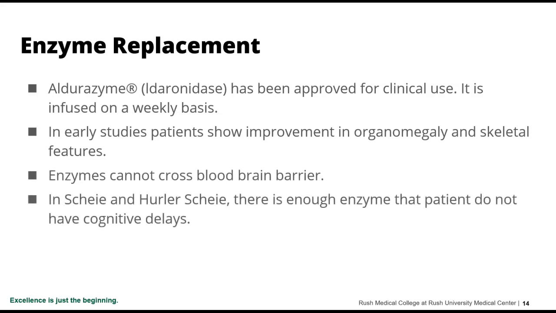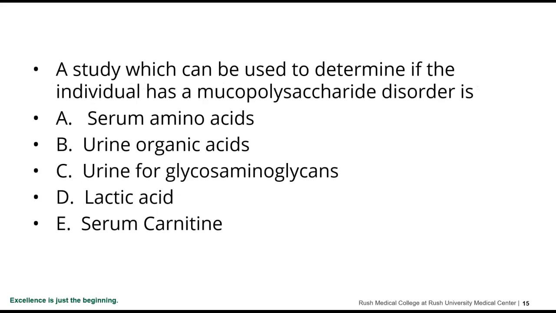So in Scheie and Hurler-Scheie, there was a little bit of enzyme activity and there was not accumulation, and the brain was able to myelinate, and they still have that continued little bit of enzyme. So giving the enzyme is actually a treatment for patients with Scheie and Hurler-Scheie. The earlier we start, the better off we are. We do give it to patients with Hurler's, but unfortunately, they can continue to have ongoing cognitive deficits.